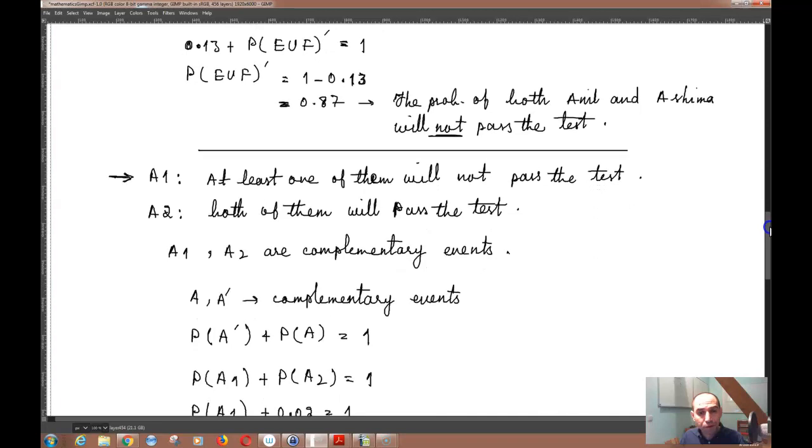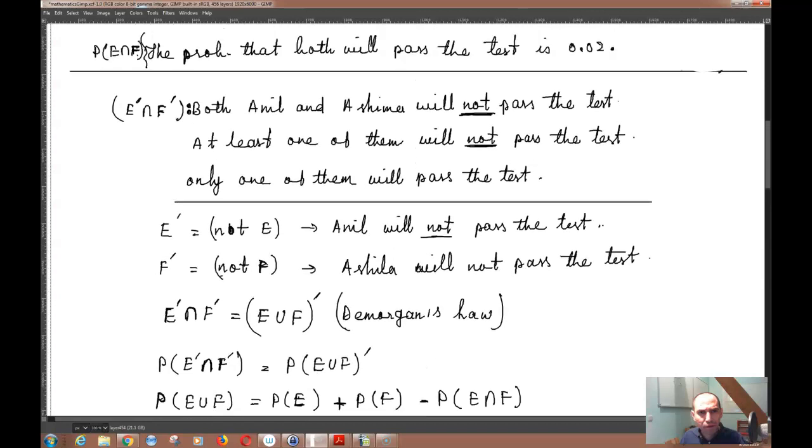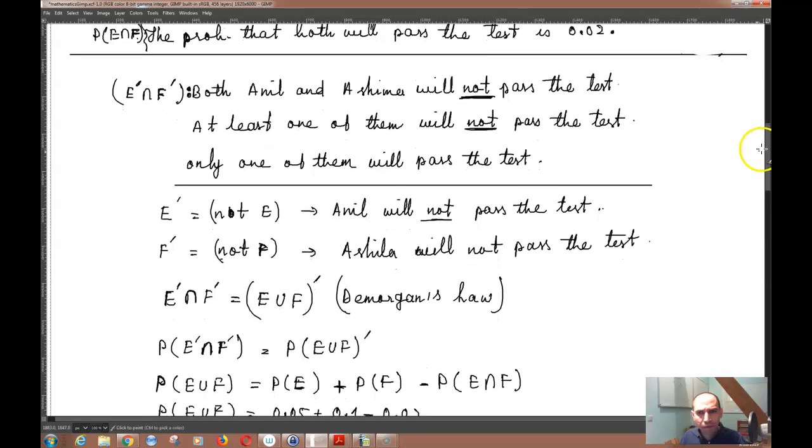So now the third part of this question is basically we want to find the probability that only one of them will pass the test. The probability that only one of them will pass the test.